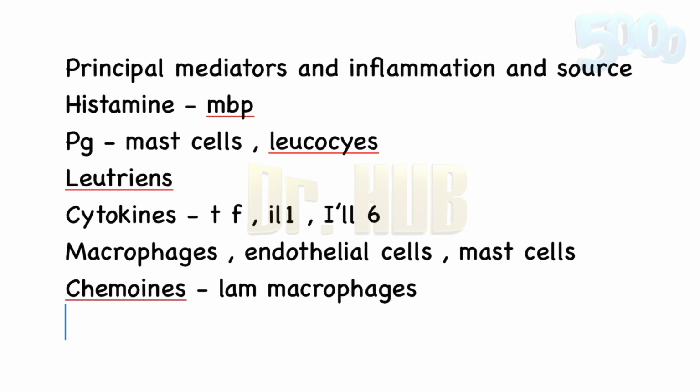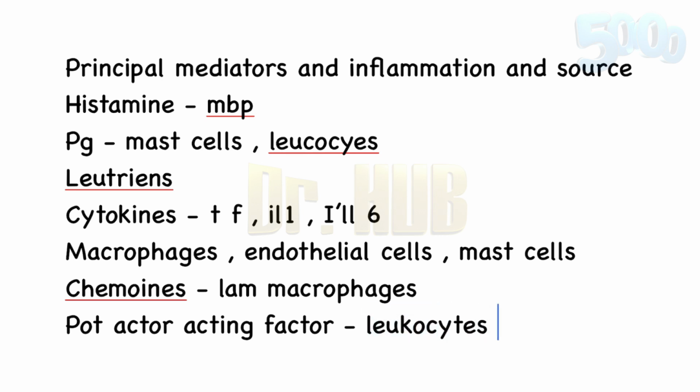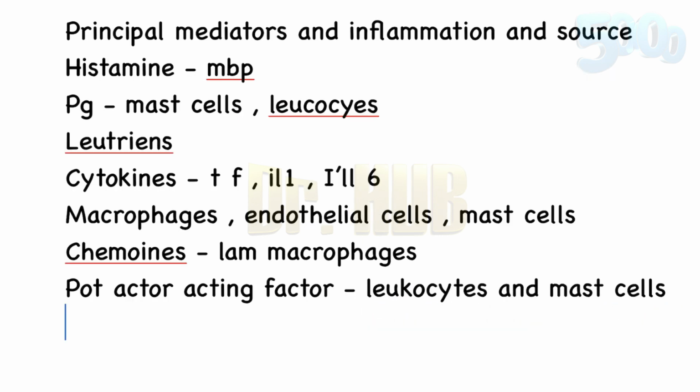Then comes the platelet activating factor. Platelet activating factor includes the leukocytes as well as the mast cells. Then we move on to the complement. Complement comes from the plasma, which is produced in the liver. Then when you look at kinins also, it is from the plasma, produced by the liver.